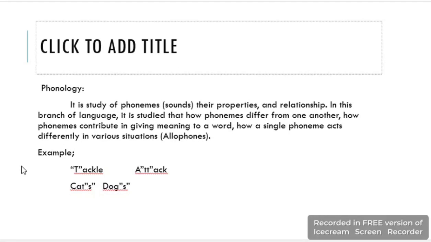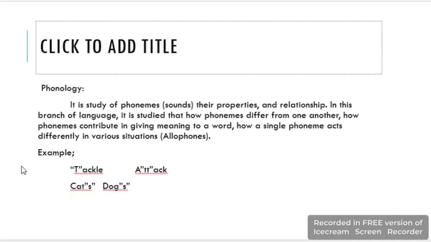For example, I have written the example of cats and dogs. Here is a single phoneme s, which acts as an s sound in one situation, and in another situation it plays the role of a z sound. So this is what we study in phonological language analysis.